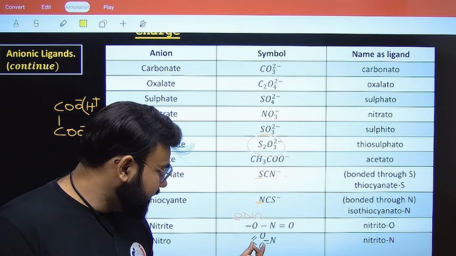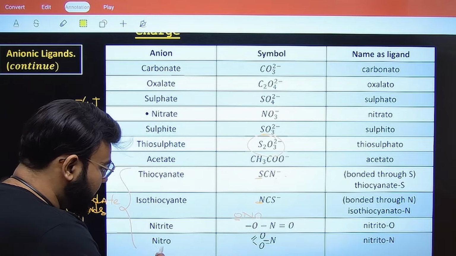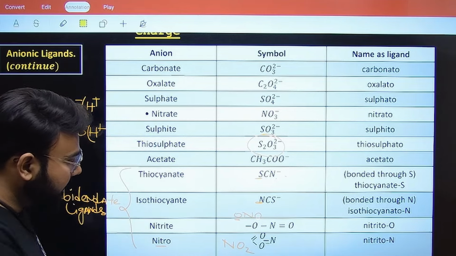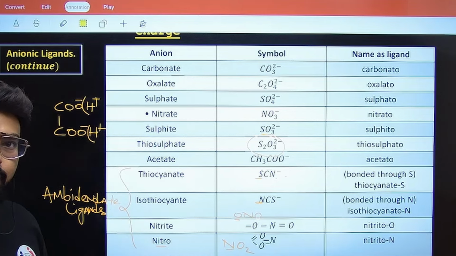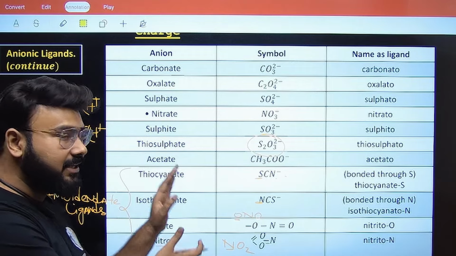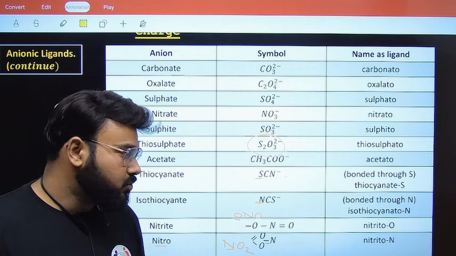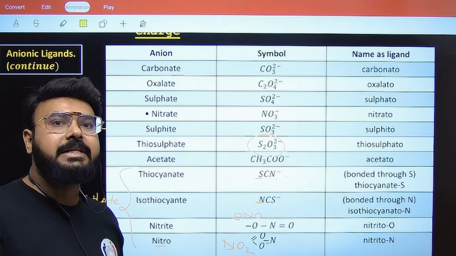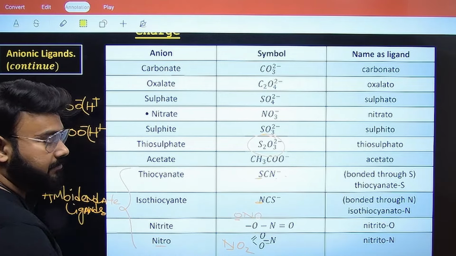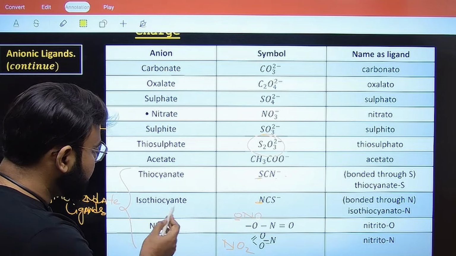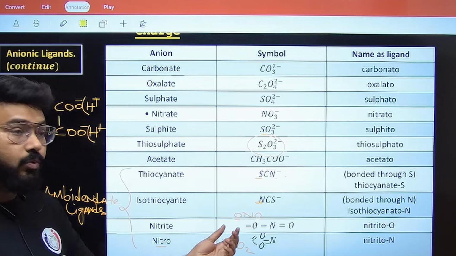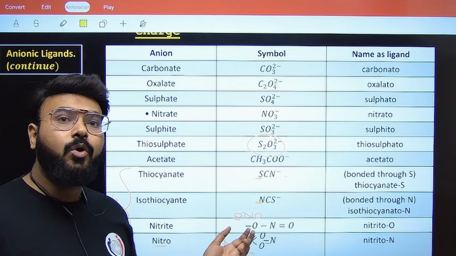ONO can be nitro also. When it's nitro, it is NO2, and then nitrogen is the donor center to the central atom. All right, hope it's clear. Ambi means dual, so ambidentate means two donor centers, but one is donating at a time. When it's thiocyanate, it's sulfur, SCN. Isothiocyanate is NCS, nitrogen. Then nitrite is ONO, and nitro means NO2.